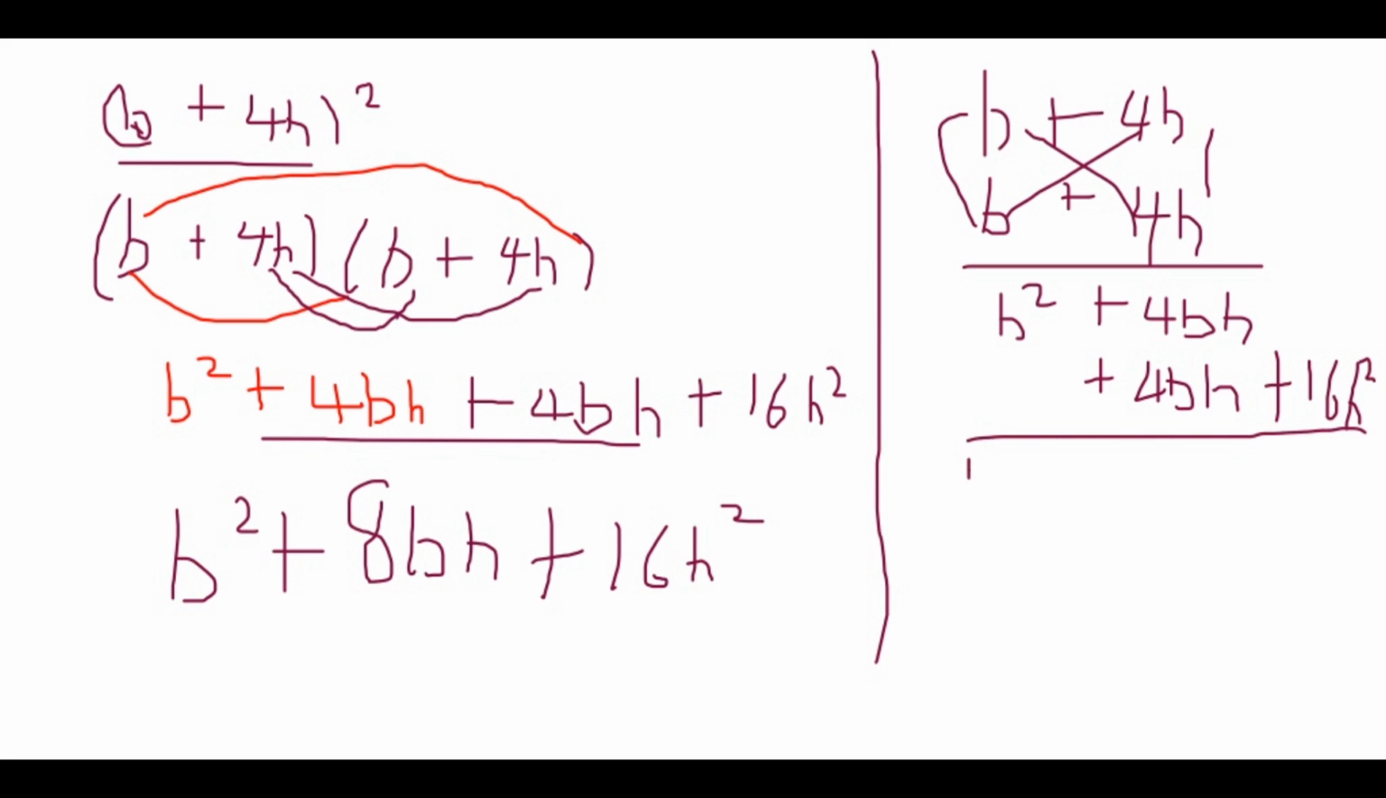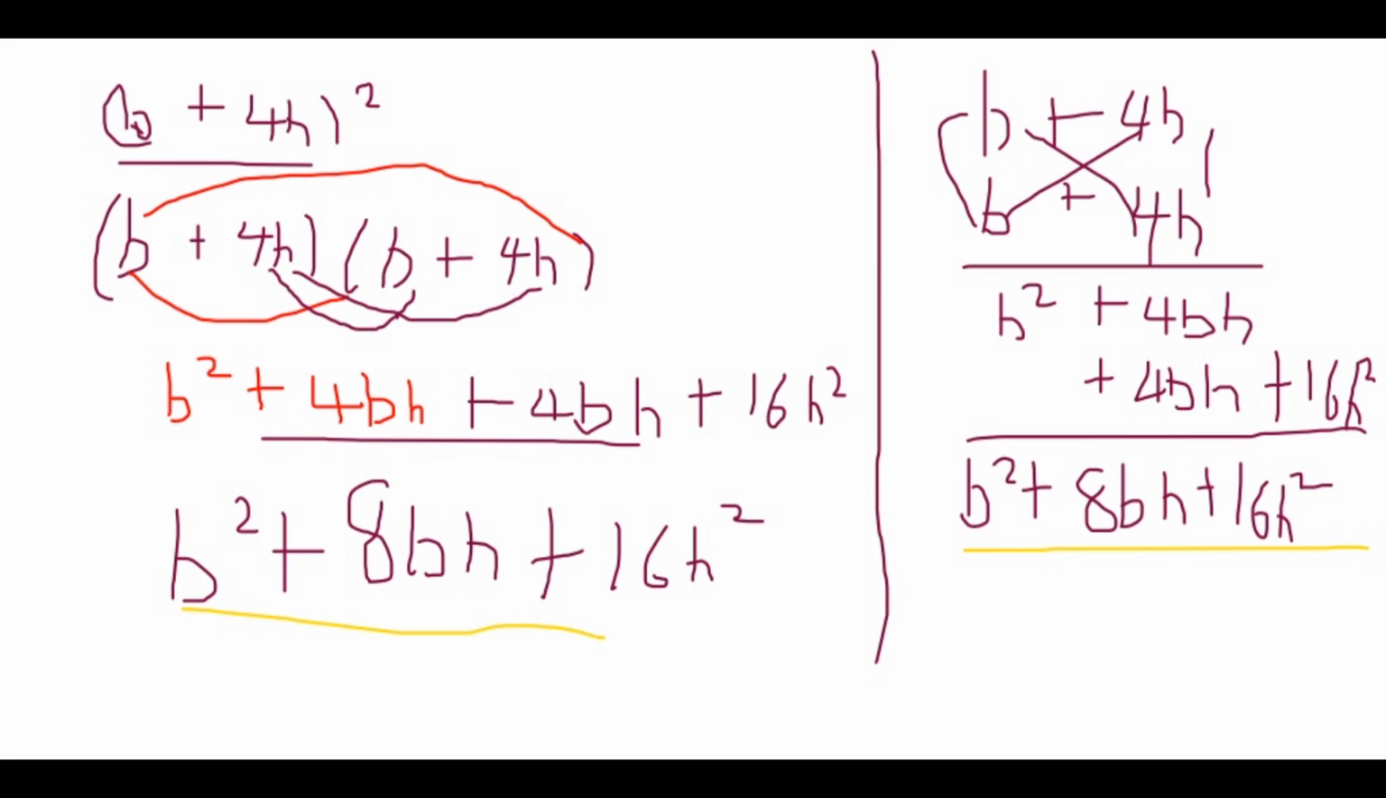If we combine, we'll have b squared plus 8bh plus 16h squared. And this is the expansion of what we have here.